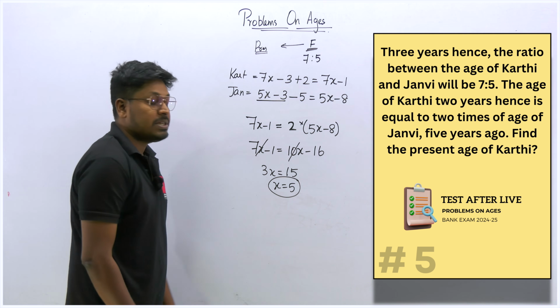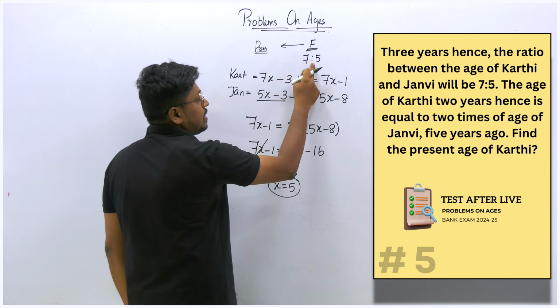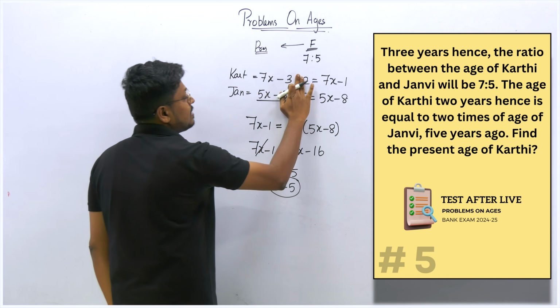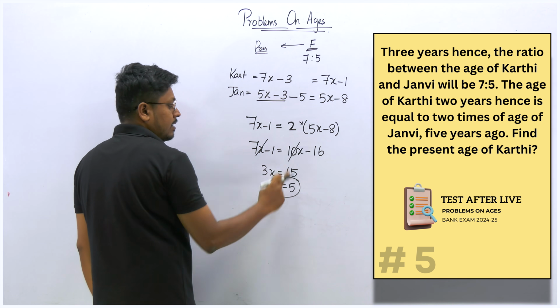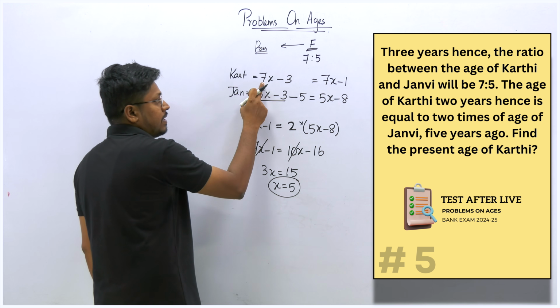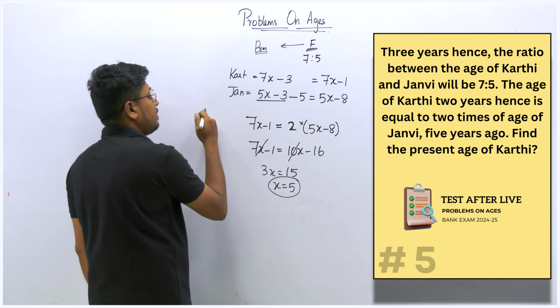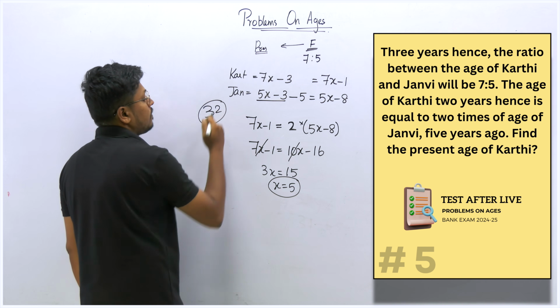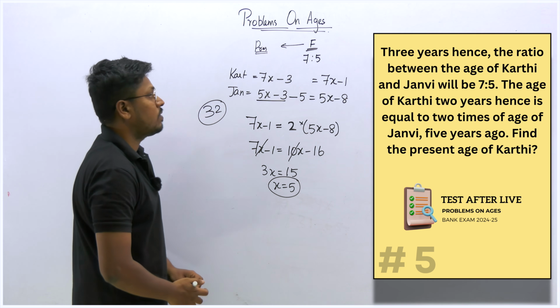According to the question, our target is to find the present age of Karthi. So this is the future age, and the present age will be this alone. Initially we considered the present age as 7x minus 3. Now we got x is equal to 5. So 7 into 5 will be 35. 35 minus 3 will be 32. So what is the age of the person Karthi? It is 32. This will be the answer for this question, right?